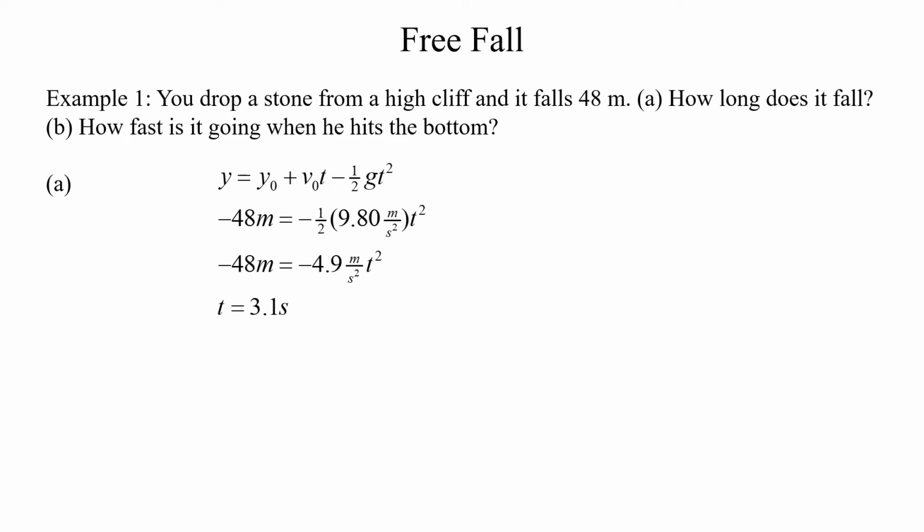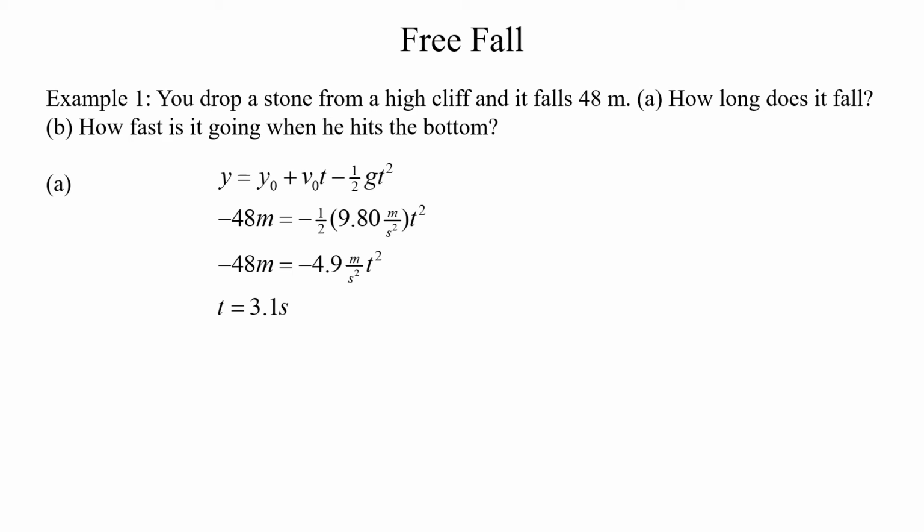So position as a function of time, we have y equals y naught plus v naught t minus 1/2 gt squared. All right, so we're going to say the top of the cliff, we're going to set that to be y equals 0. So then at the bottom of the cliff, the y will be negative 48 meters, the negative sign because it's down. So we have negative 48 meters equals, we have 0 for the y naught. We're dropping it from rest, so our initial velocity is also 0. So all we have is the negative 1/2 gt squared term.